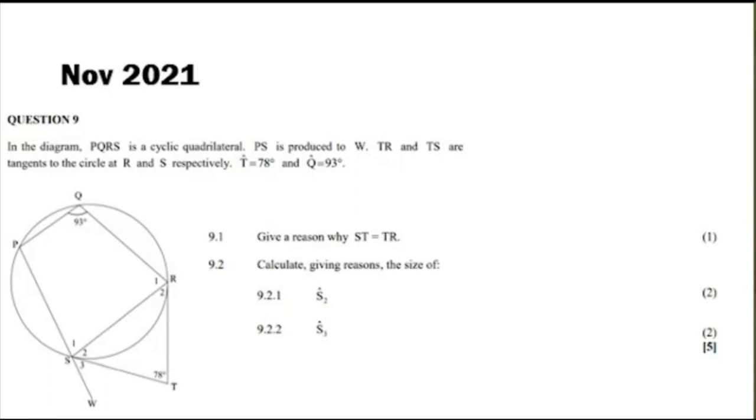So November 2021 in question 9, they told me in the diagram, PQRS is a cyclic quadrilateral. P is produced to W. TR and TS are the tangents to the circle at R and S respectively. Angle T is 78 degrees, we can see that. And angle Q is 93 degrees, that is indicated to us. The first question, 9.1.